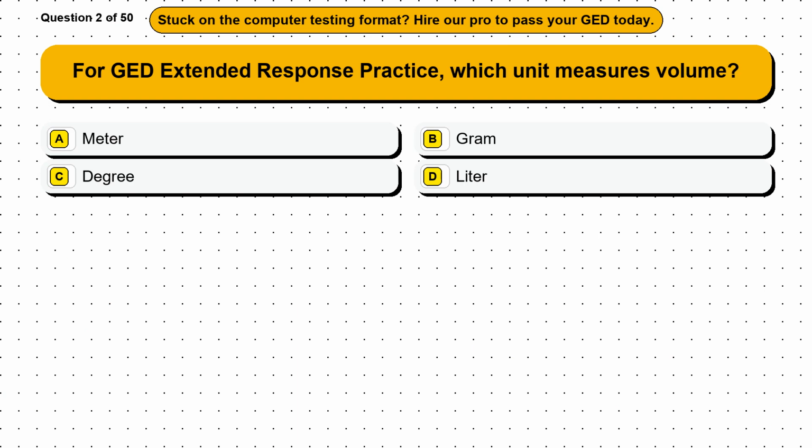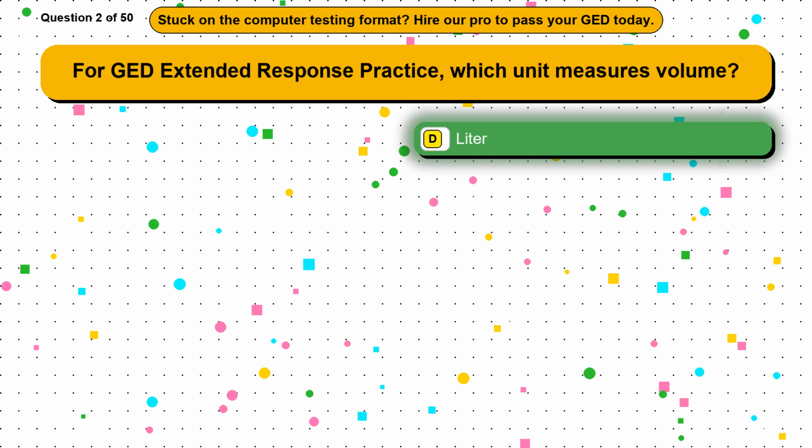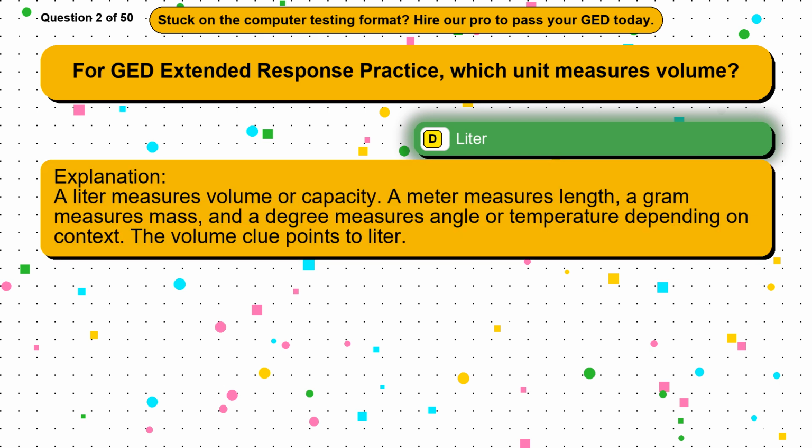Question 2. For GED Extended Response Practice, which unit measures volume? Option A, meter. Option B, gram. Option C, degree. Option D, liter. The correct answer is option D. Liter. A liter measures volume or capacity. A meter measures length, a gram measures mass, and a degree measures angle or temperature depending on context. The volume clue points to liter.